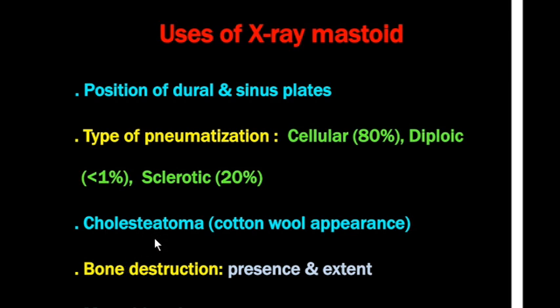Cholesteatoma. Even in X-ray sometimes you can see cholesteatoma in the mastoid region, though nowadays if we are suspecting cholesteatoma we prefer CT scan. But the initial diagnosis can be made from X-ray as well. What is the typical appearance? Typical appearance is the cotton wool appearance. What relevance does it have to the X-ray?